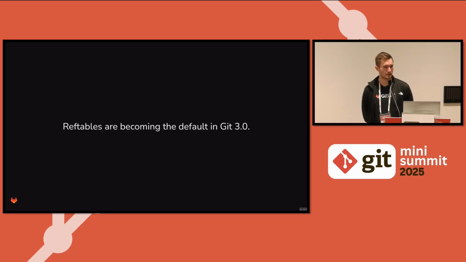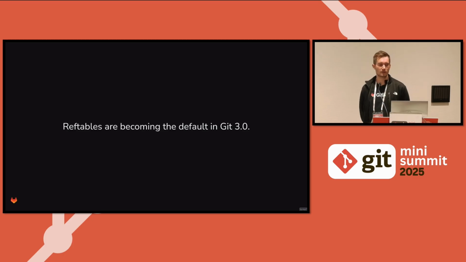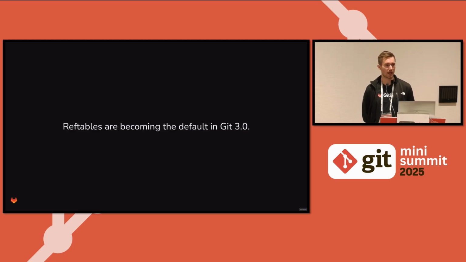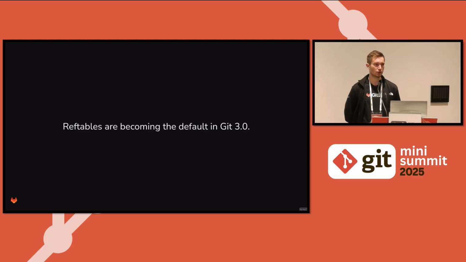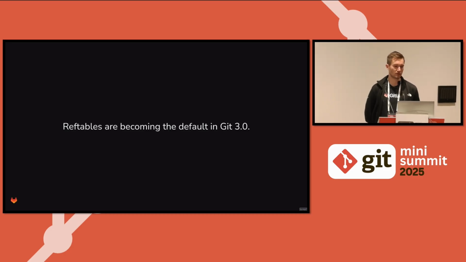Also, last but not least, Reftables will actually become the default in Git 3.0. So if you use Git in your scripts, or if you use Git on the server side, then you should definitely verify that you don't play any weird games by writing references directly via the file system, for example. You should always access references via Git commands, and if you do so, you shouldn't, in the best case, observe any differences.